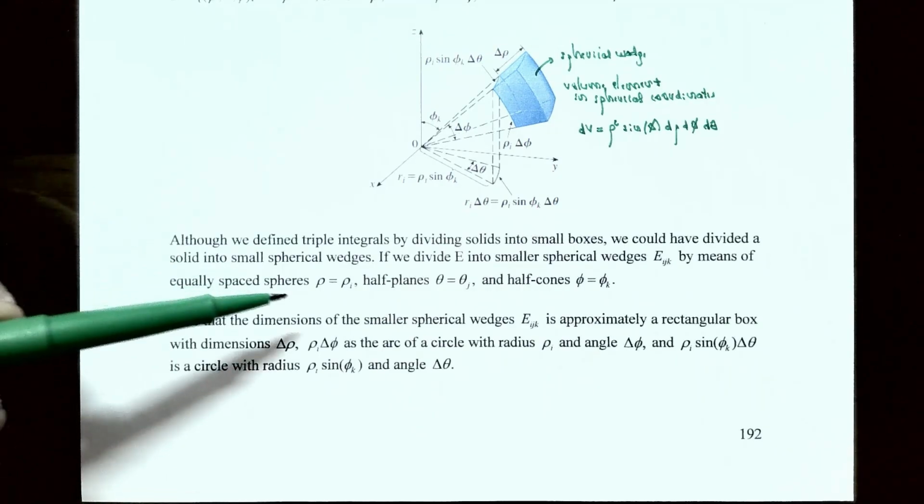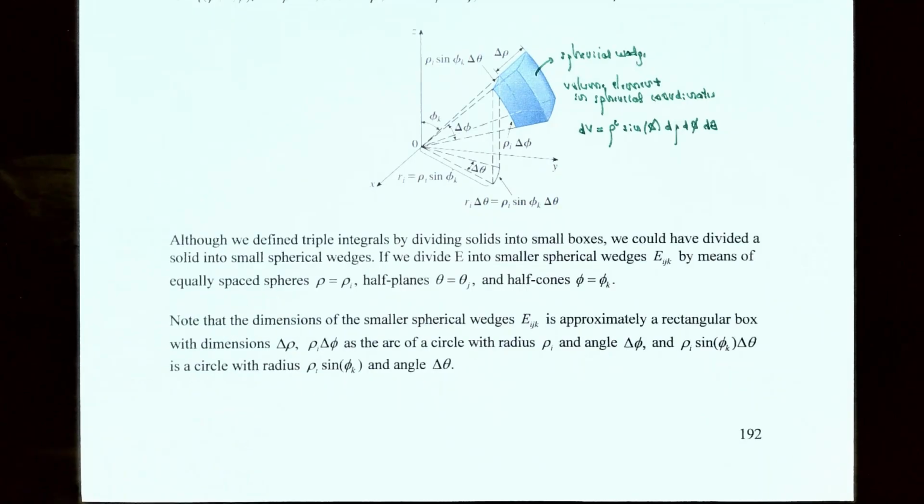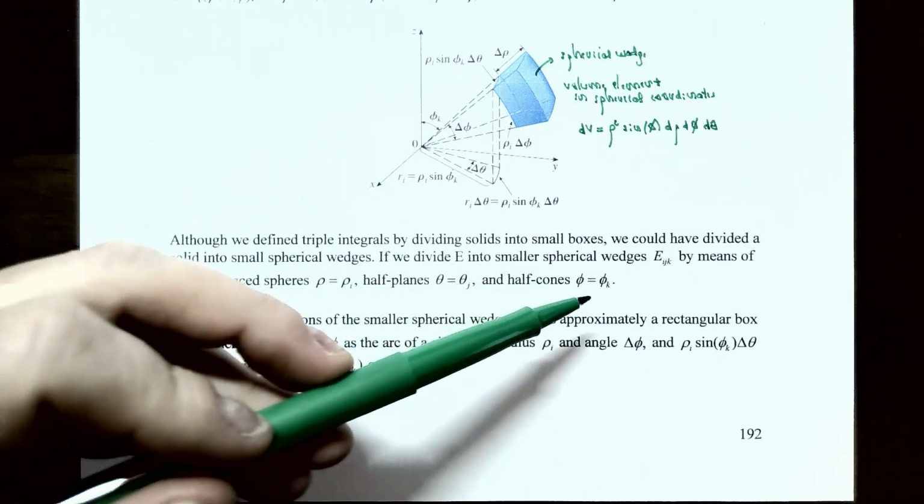So remember the equation rho equals rho sub i, that's the equation of a sphere in spherical coordinates. The distance is a fixed distance from the origin for a sphere centered at the origin. The half plane is theta equal to theta sub j, where you have an angle that's fixed, a constant. And a half cone is where phi is equal to a fixed angle phi sub k.